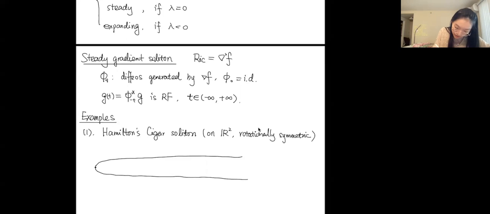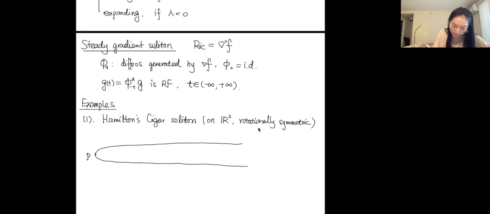And the rotational center is the critical point of the potential function F. Okay, so we can check this easily. There's something more about the cigar soliton we want to say here. If you choose a sequence of points, pi goes to infinity, so send pi to infinity.